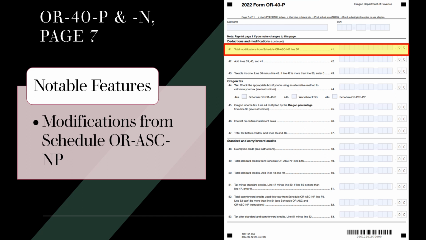On page 7, we have another section we didn't see on the full year resident return, modifications. This section includes items such as additions and subtractions that are adjusted for part year and non-residents. Additions will be reported as negative modifications.